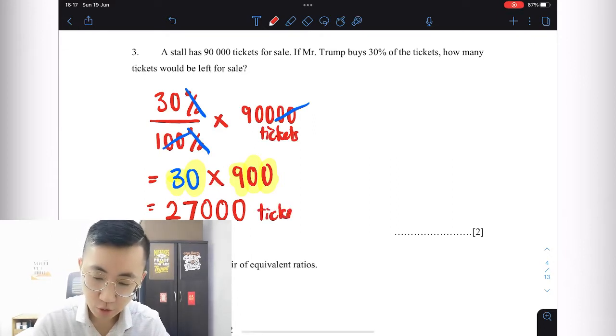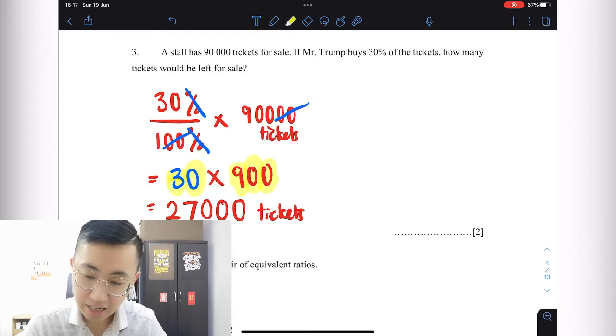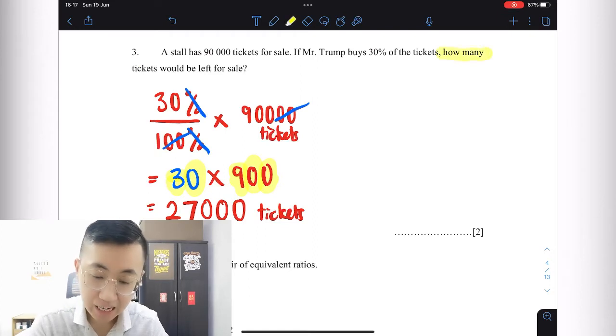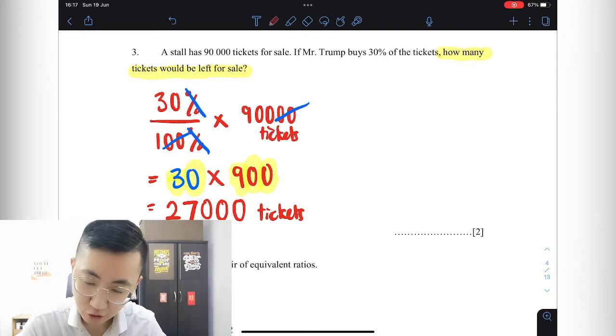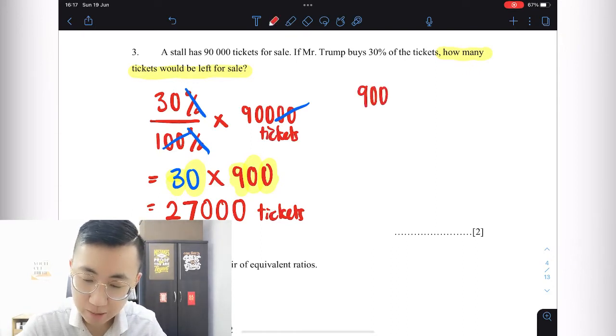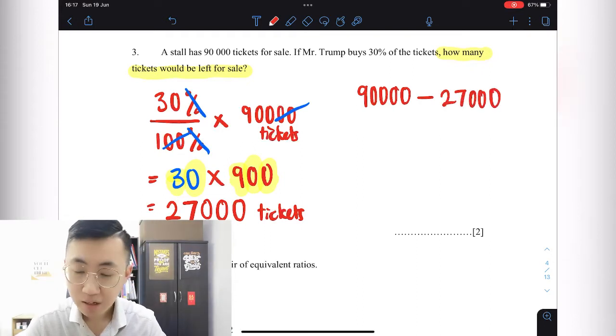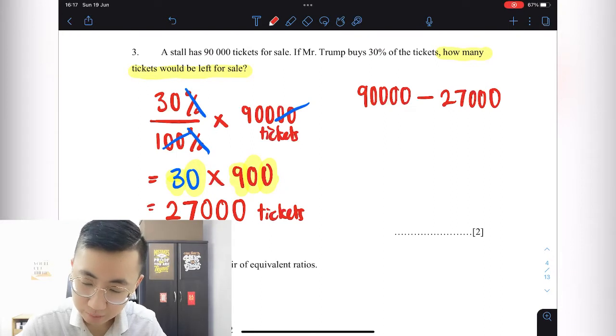Okay, now let's read the question again. It says that how many tickets will be left for sale. That means you need to minus off. Alright, so take your 90,000 originally, minus off with Mr. Trump's ticket. So that would be minus off 27,000. Okay, so let us do this. You can also lay out like this so that it's easier for you to see.